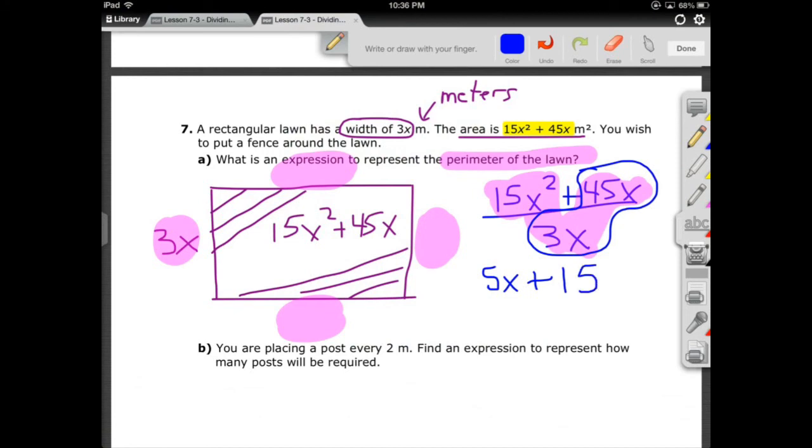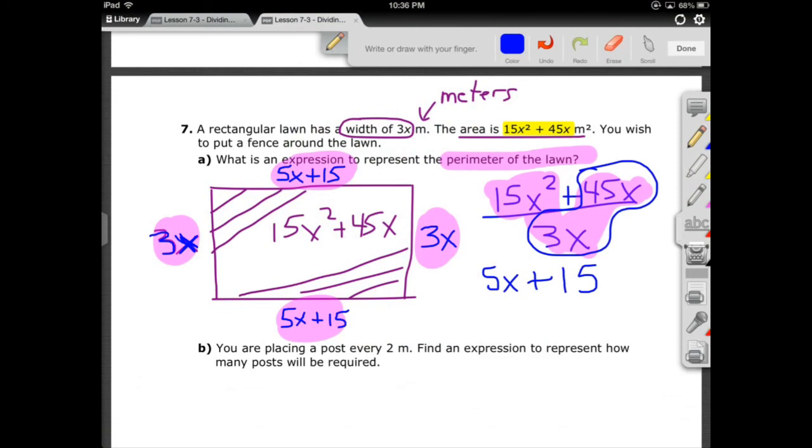Okay, so we just found out our missing side. 5x plus 15. Which means we know the opposite side. I love these kinds of mathematical questions where once you find one thing, it just sort of leads you along to figure out the rest. It's kind of a little bit of Sherlock Holmes in a way. Follow the clues and figure out the mystery. So they want to know the perimeter of the lawn.